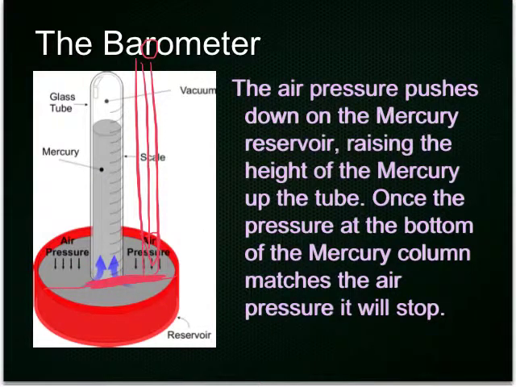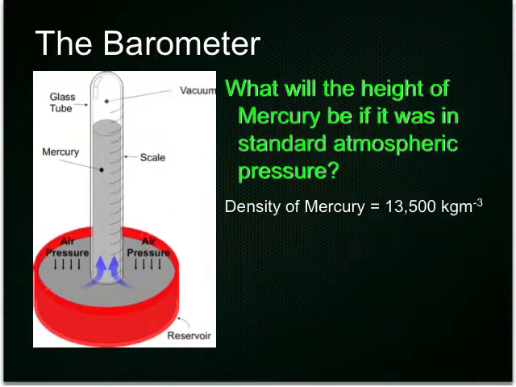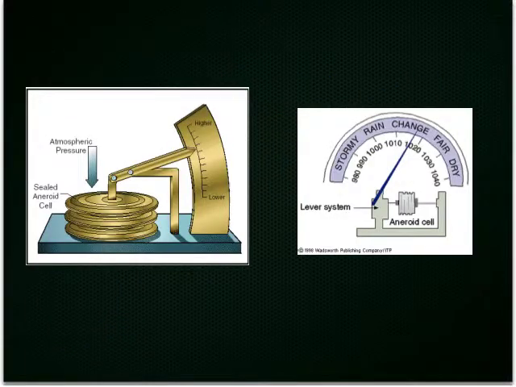So what height of mercury creates that? Well, it's just this height up this tube, and that is around about 76 centimeters or 760 millimeters. You could work that out. These are other ways of doing it.